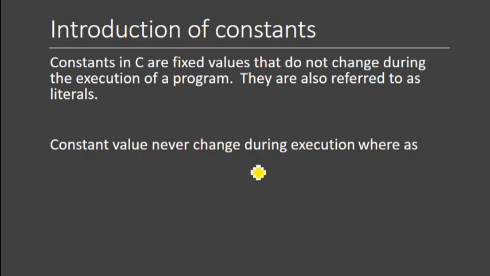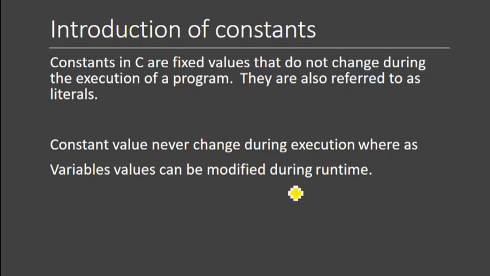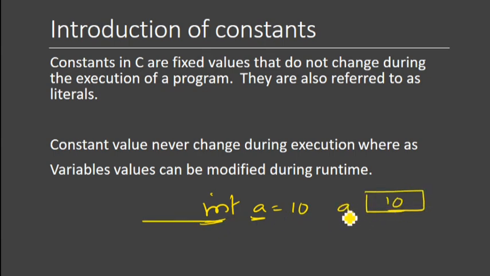A constant value never changes during the execution of a program, whereas a variable value can be modified during runtime. For example, int a = 10. Here a is a variable which I declare as an integer, and 10 is assigned to it. When I write a = a + 1, a will be incremented by 1, so the value will become 11. The 10 will be overwritten by 11.